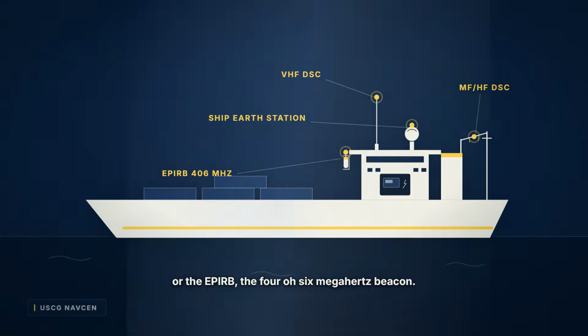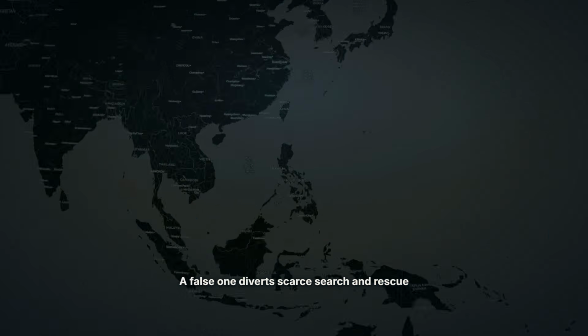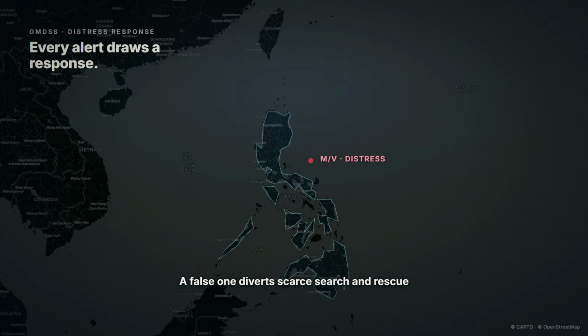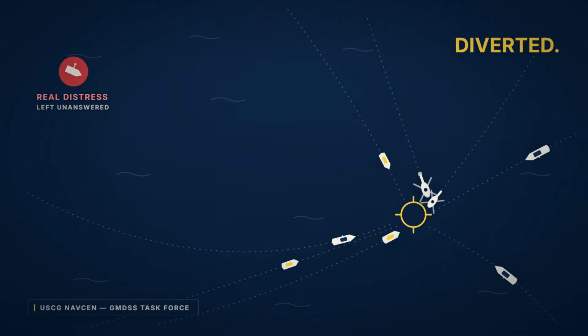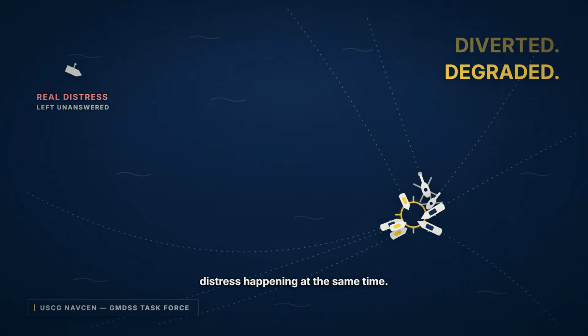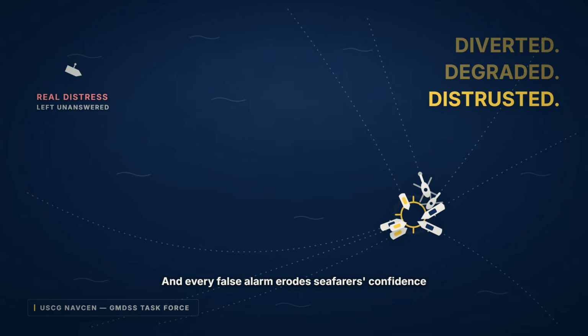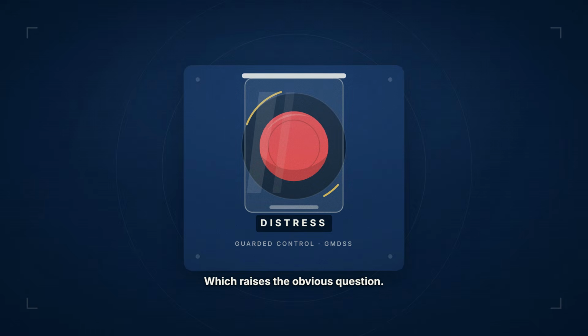And here's why it's expensive. Every alert draws a response. A false one diverts scarce search and rescue resources onto an emergency that doesn't exist. It degrades the response available for a real distress happening at the same time. And every false alarm erodes seafarers' confidence in the whole system. But that's the price. It isn't paid in money, it's paid in rescue capacity. Someone else's rescue. Which raises the obvious question.